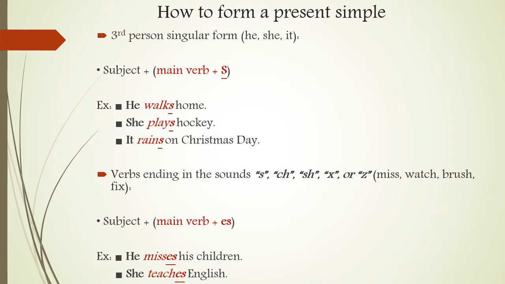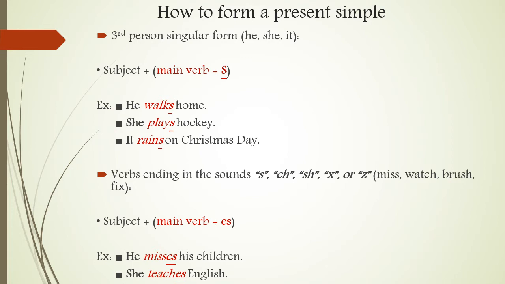Now regarding some exceptions in this lesson, verbs ending in the sounds s, ch, sh, x, or z. Okay, so we have some exceptional cases here because we don't add only s to the verb, we add es. Example here, miss, watch, brush, fix. And the form becomes subject plus main verb plus es.